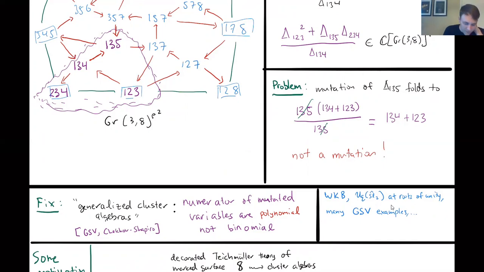So the sense in which they are generalized is that the numerator, when I mutate, no longer needs to be a binomial. It's allowed to be a polynomial. There are certain conditions on what kind of polynomials you're allowed to take, but anyway, there's a precise definition. And these have showed up in nature a little bit. There's some connection with WKB analysis, with representation theory of quantum affine SL2 at roots of unity. Gekhtman, Shapiro and Vainshtein have given lots of examples having to do with GL_N.